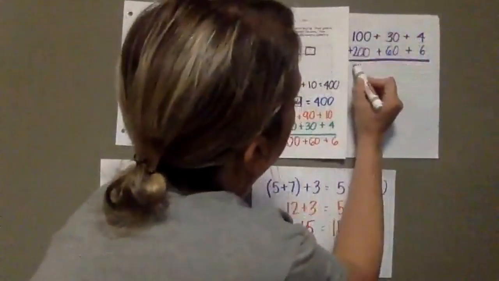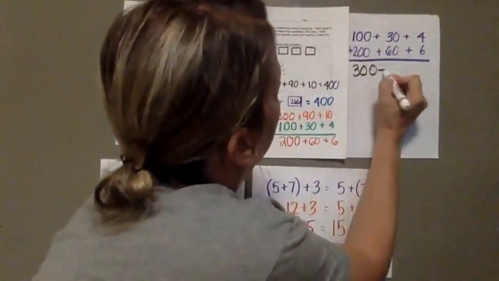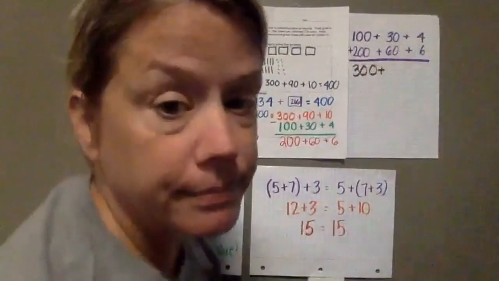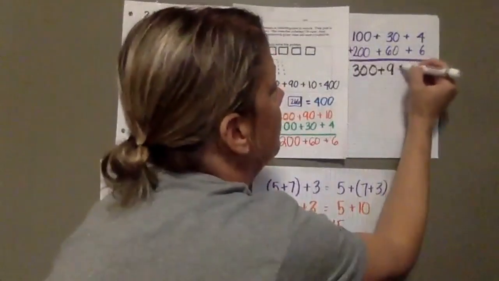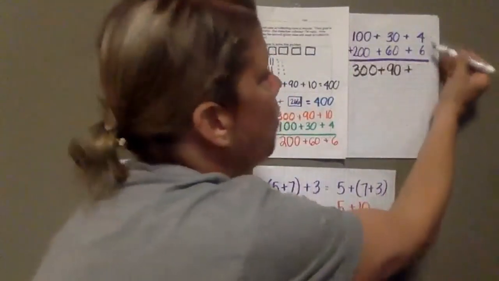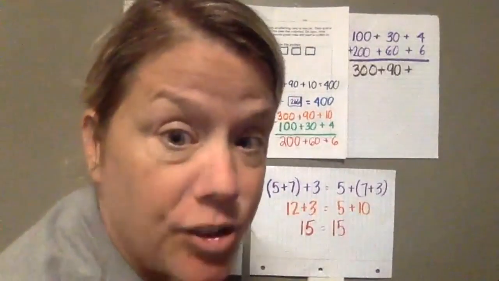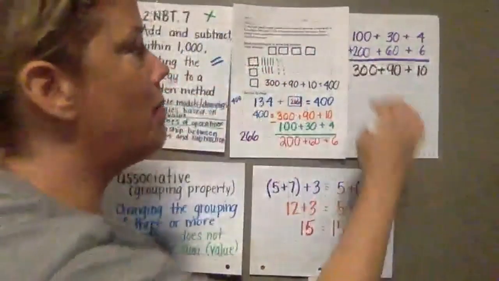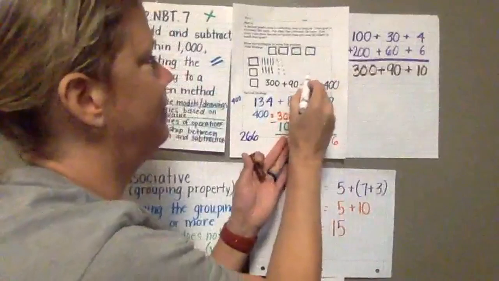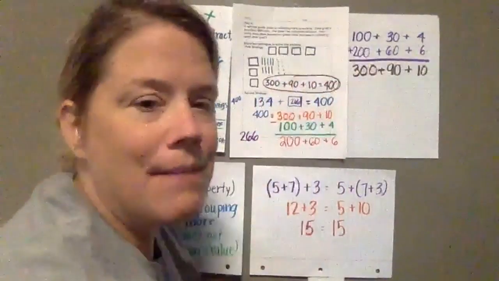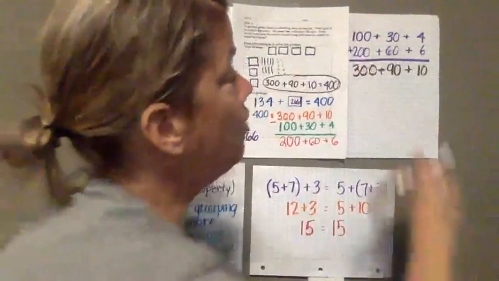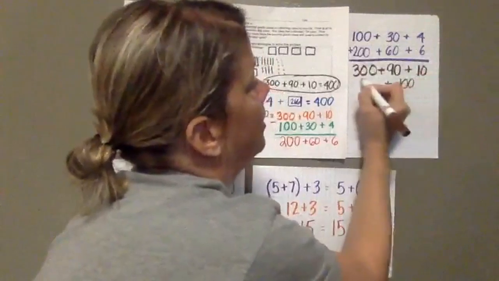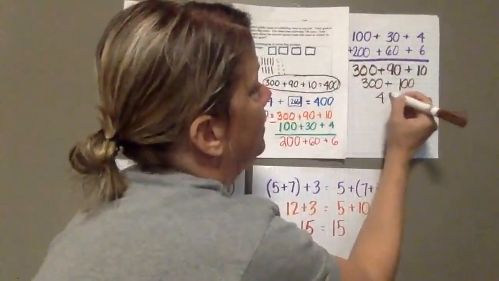So 100 plus 200 is 300. 30 plus 60 is 90. Plus 4 plus 6. We just did that in our subitize, and I didn't even know this was going to happen, but it's true. 10. And what do we know about 300 plus 90 plus 10? Has the same value as 400. I know if I said 90 with 10 more, that would be 100. Add it to my 300, and that, folks, is 400.